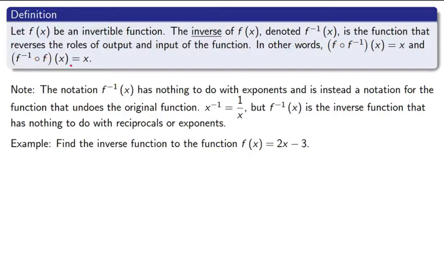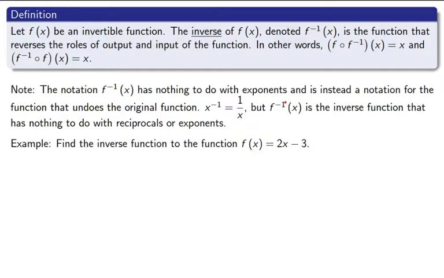And I should point out this notation. It looks like f raised to the negative 1 of x. This is really just read as f inverse, and it has nothing to do with exponents. So just to point it out, x to the negative 1 does mean 1 over x. But f with a negative 1 is read f inverse, and it is the inverse of the function. Nothing to do with exponents, nothing to do with reciprocals.